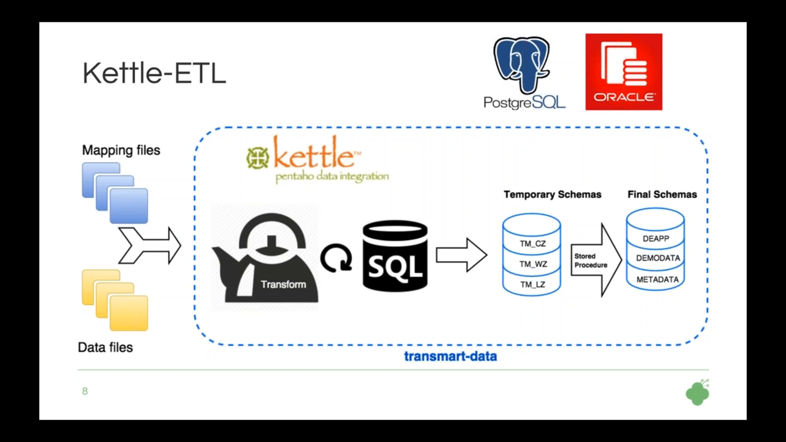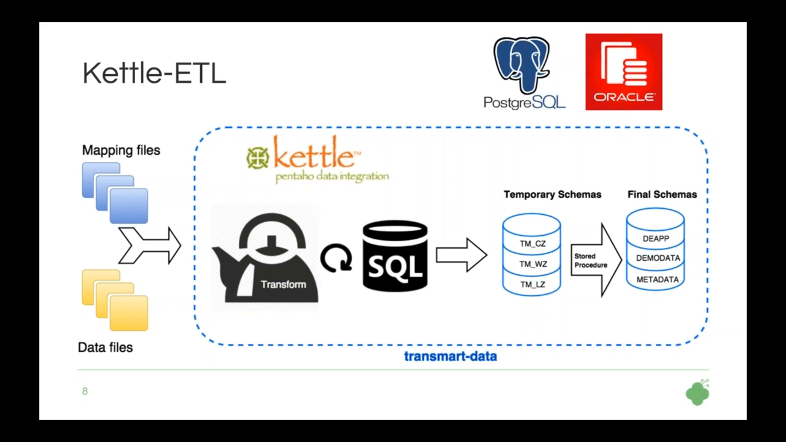So in here you see the path from going from the data files to the final schemas. So there's a whole bunch of transformation that's in the Kettle jobs, and then SQL queries for moving the data into the temporary schemas, which is TMCZ, TMWZ, and TMLZ. Those are the temporary database schemas. And then stored procedures are used for getting the data into the final tranSMART schemas.